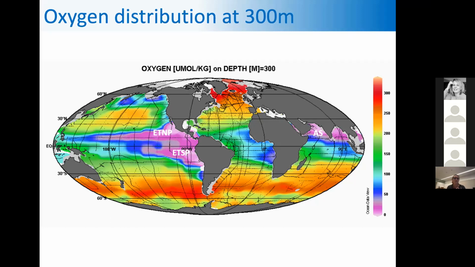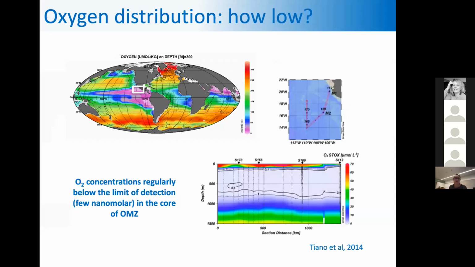And also these are regions that are relatively sluggish ventilation-wise, resulting in these low oxygen regions. So I call them oxygen minimum zones. Other people call them oxygen depleted zones. Some people call them anoxic marine zones. But what does this really all mean? And what oxygen concentrations are we actually really talking about?